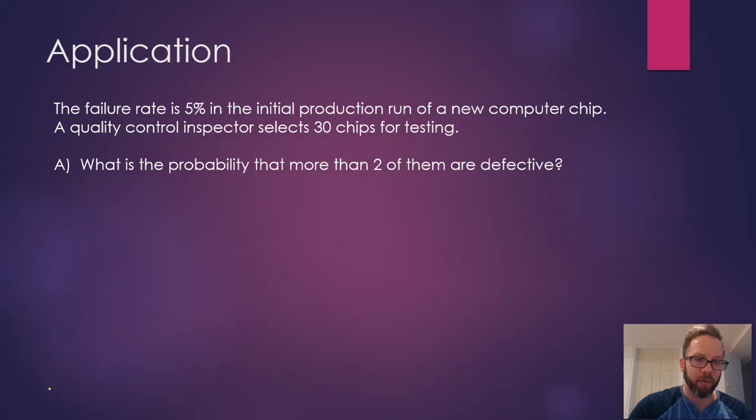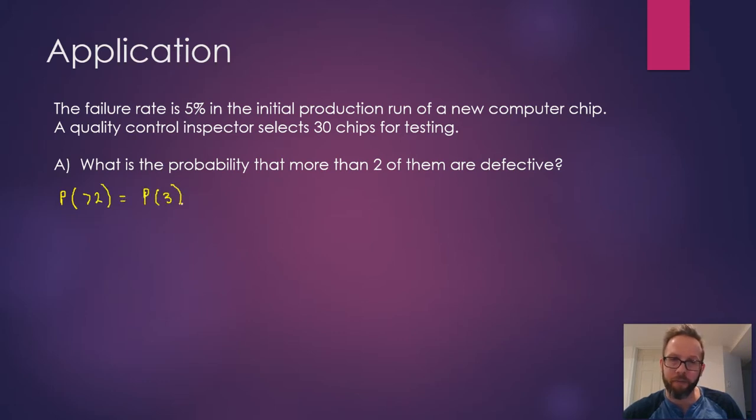So more than 2, and we're taking 30. There are 2 ways to do it. There's a long way: getting more than 2, so greater than 2 defective chips. That would mean we could have 3 defective chips, or 4, or 5, or 6, all the way up to 30. That would be like 28 different calculations, and none of us wants to do it that way. That would take a very long time. Instead, we can use the indirect method.